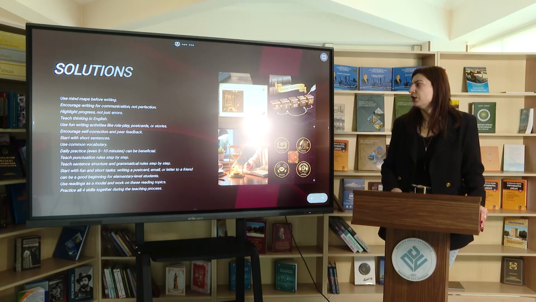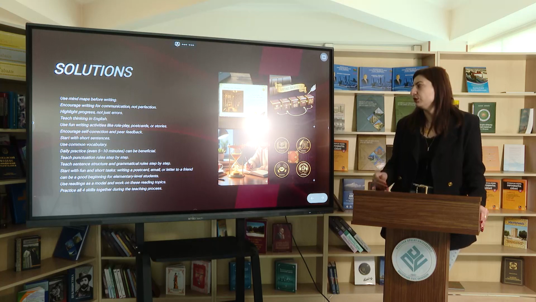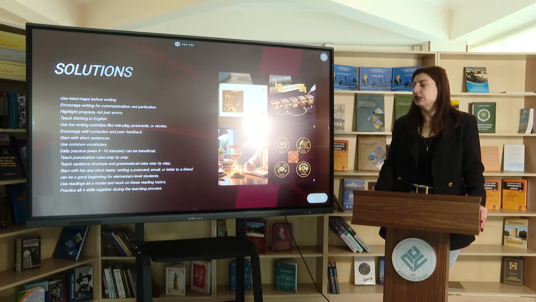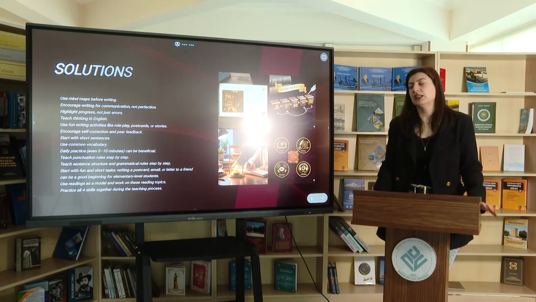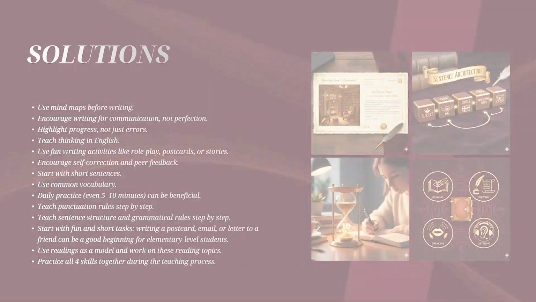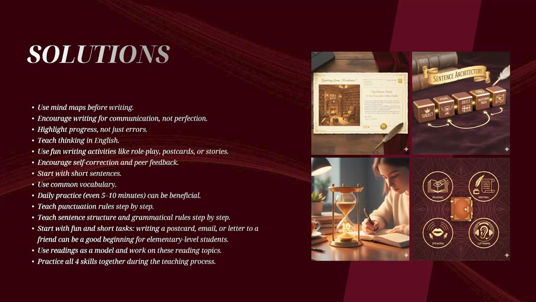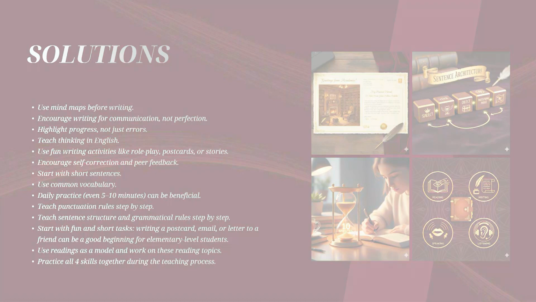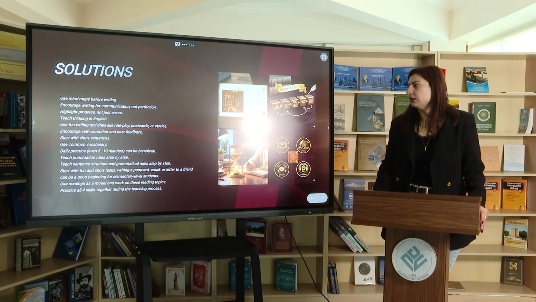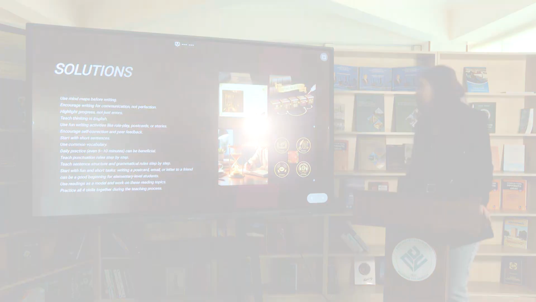We should start from short tasks like writing a podcast, an email, or a letter to a friend. It can be interesting for beginner and elementary students. We should use reading as a main model, and we should work on this reading. As I said, I teach reading and writing tasks together, because it helps students to improve both skills together as well. And at the end, we should practice all 4 skills together during the teaching process.